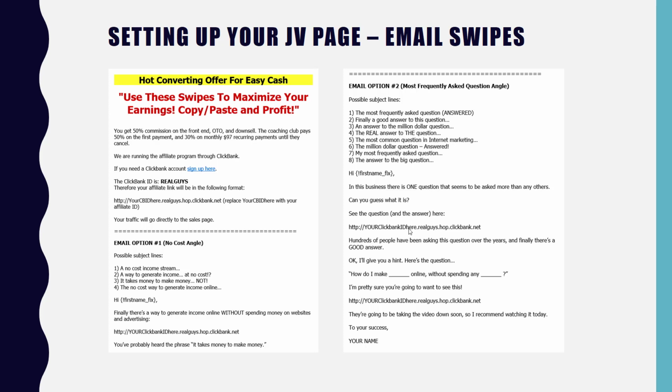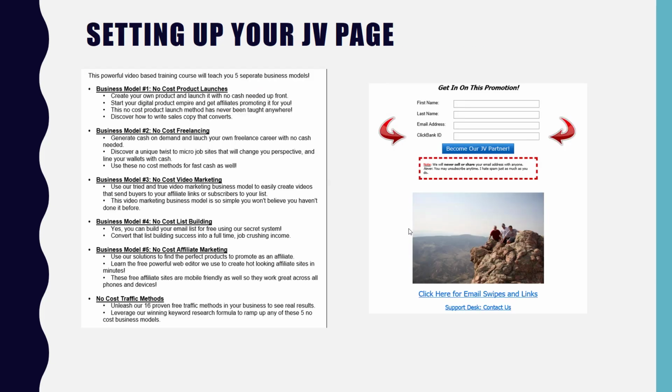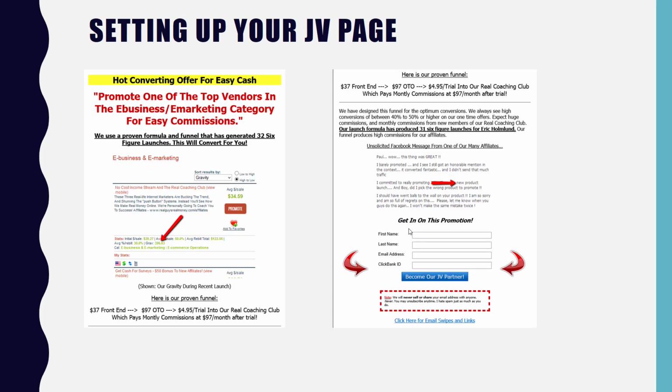But set up your email swipes page as well. And again, it's very easy to do. Have 2 to 3 email swipes. You can pull bullet points from your sales copy. That's why we're doing it in this order. And to set up your JV page, you can use one of the page building tools that we're going to talk about in the next lesson, or you could use Composer, which is a free HTML editor to create your JV page. But you can see here the JV page is short and sweet.